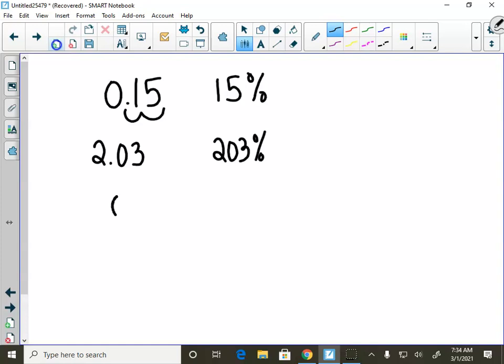And let's say that we have something that looks like this. You have 31 thousandths. Well, again, move our decimal 2 places, and we're going to have 31 hundredths of a percent.